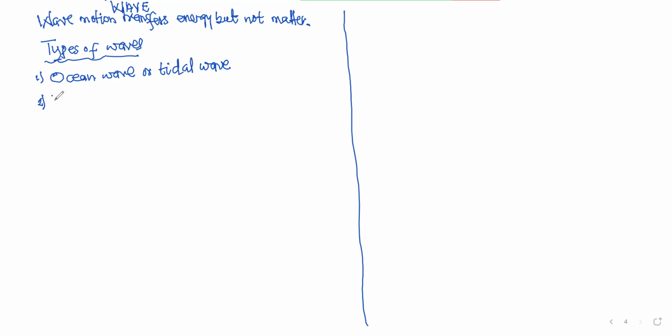We have wave on a rope. We have sound. We even have water wave, when you drop a pebble or gravel in water.